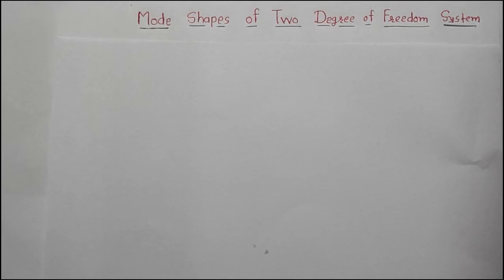Hello friend, in the previous lecture of vibration, we talked about a two degree of freedom system in which, using two different frequencies of the system, we derived two amplitude ratios of both the masses. Now, using both those amplitude ratios and continuing our previous lecture, today we will discuss principal mode of vibration and mode shape.